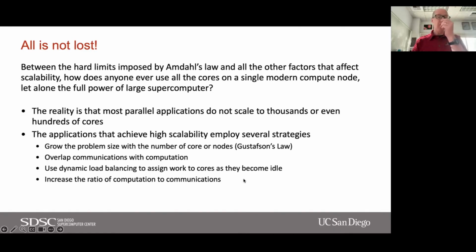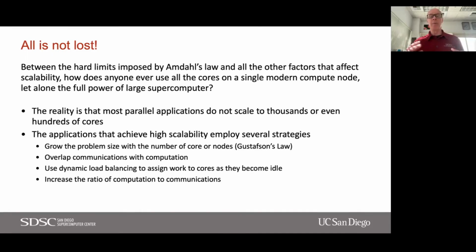So first of all, the reality is that most parallel applications do not scale to thousands or even hundreds of cores. In fact, if you would look at the workload on Expanse, many of them run within a single node. So just because we have a supercomputer with tens of thousands or hundreds of thousands of cores doesn't mean that you need to use all of them. Also, there are strategies to achieve high scalability.